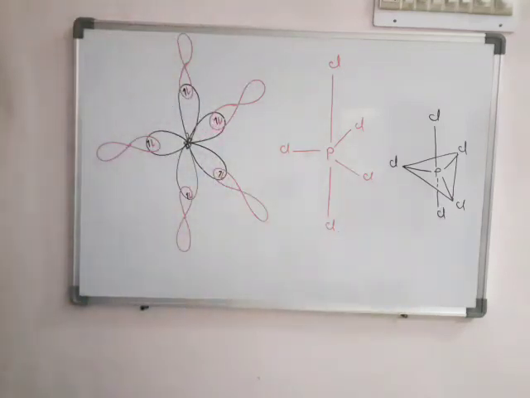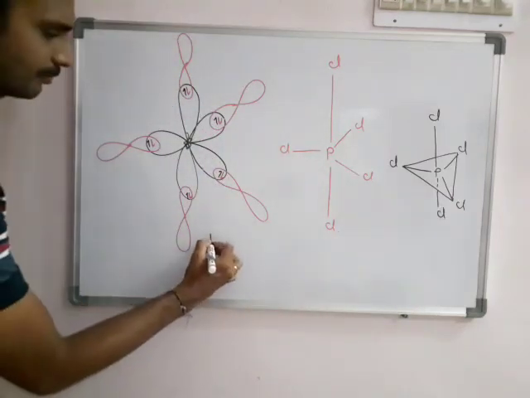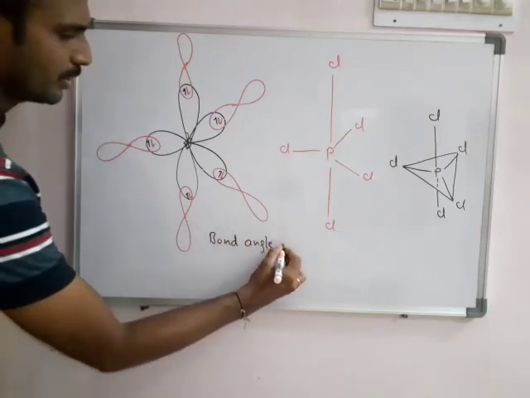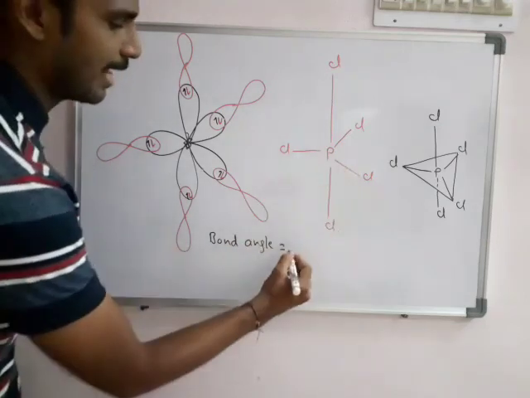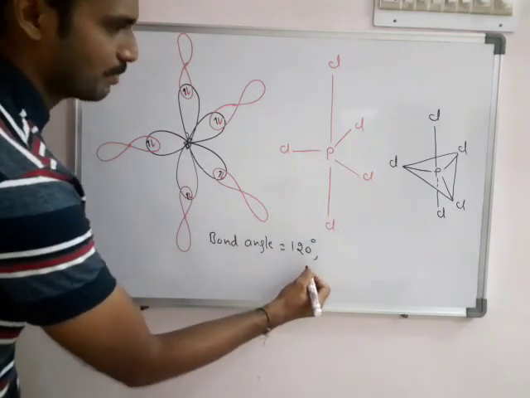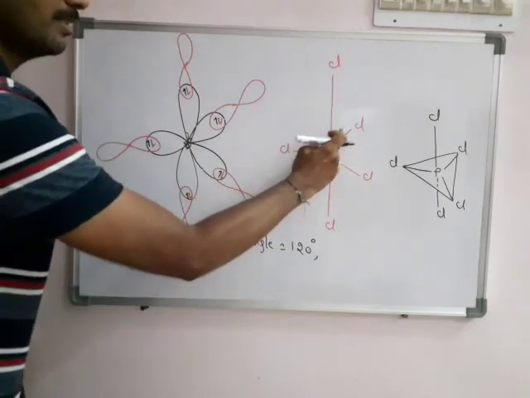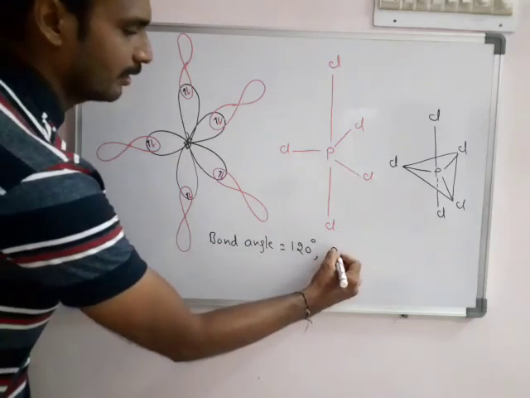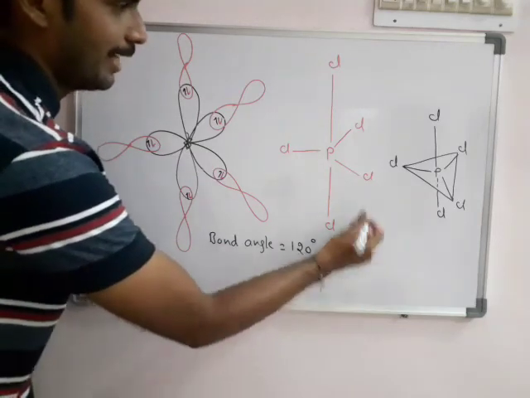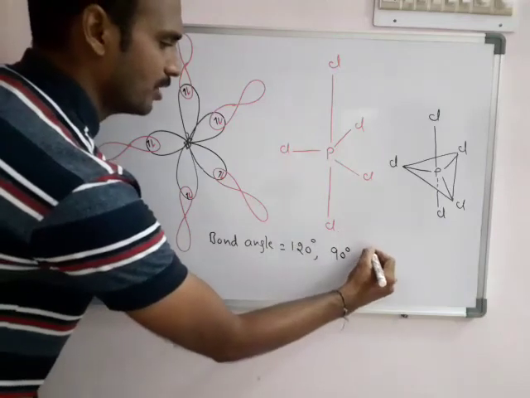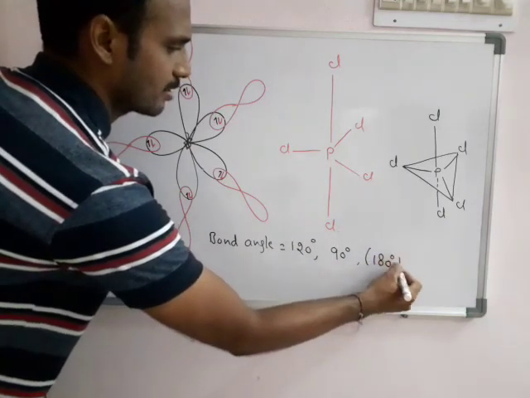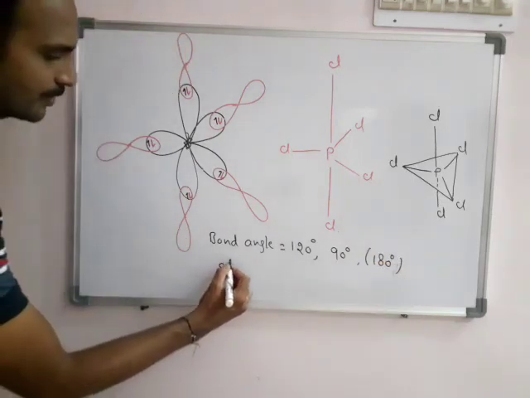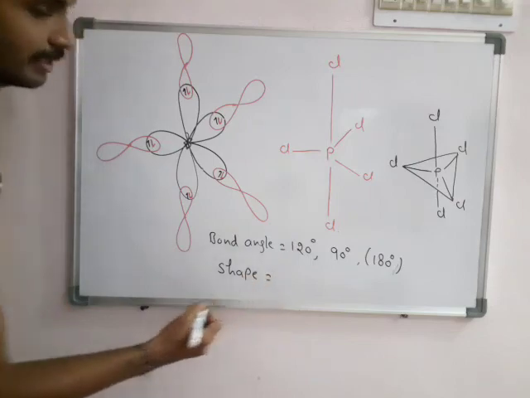Okay, so we know the bond angles. Within the triangle there is 120 degrees, and between the chlorines above the plane and the triangle each is 90 degrees, and between the one above and the one below the plane, it is given as 180 degrees. And the first thing is, what is the shape? Okay, just remember.